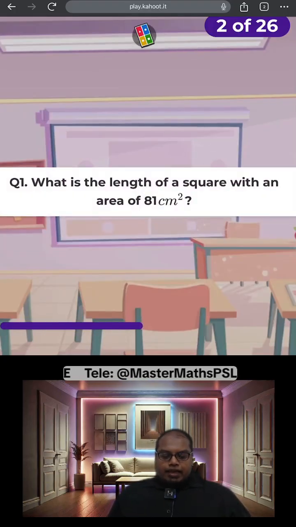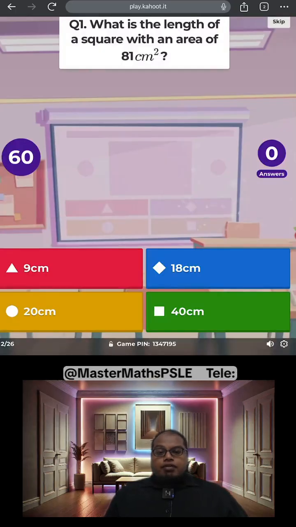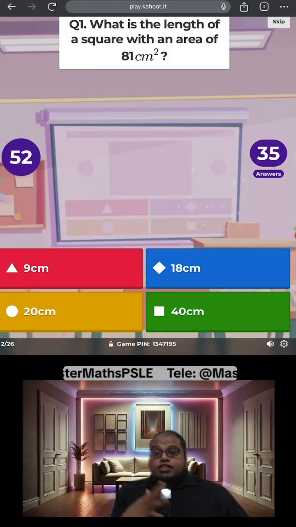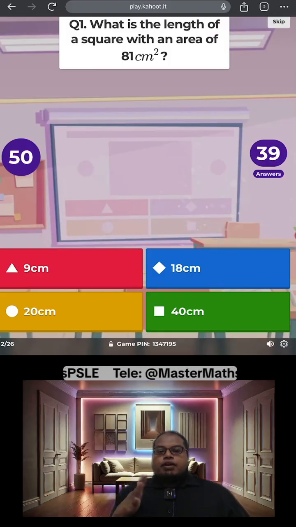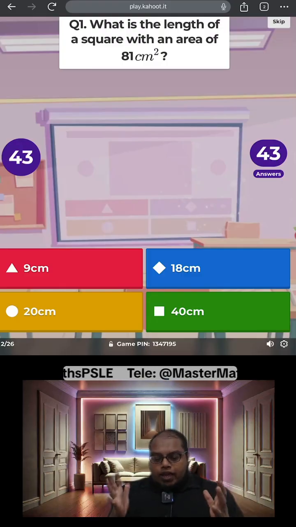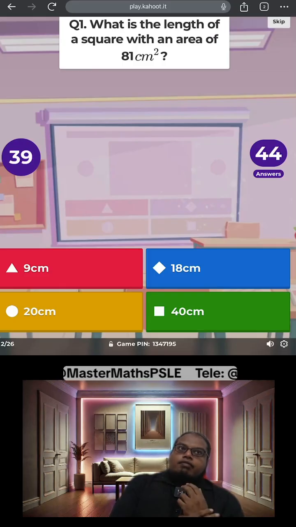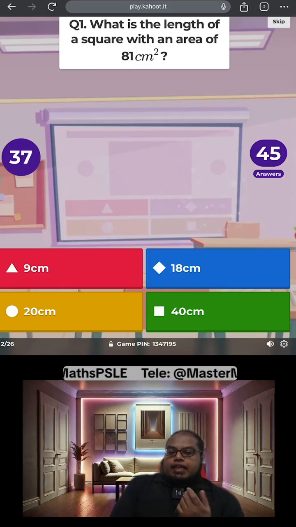What is the length of a square with an area of 81 cm square? What do you all think? What is special about a square? Just by knowing this, we can find the length.